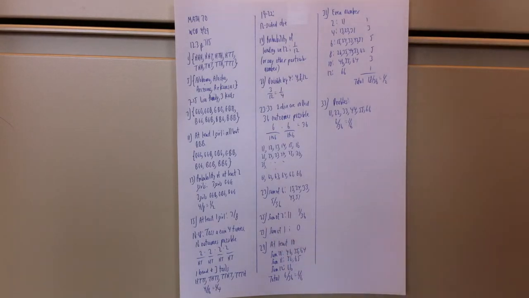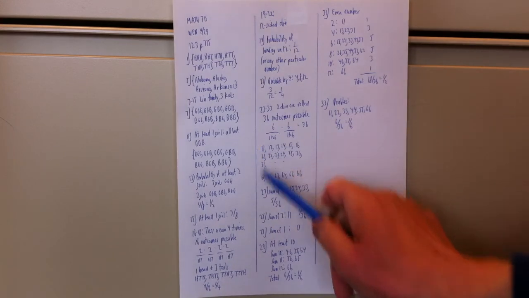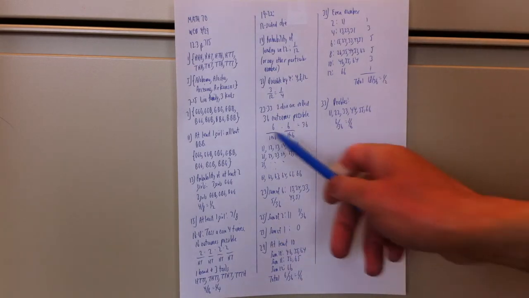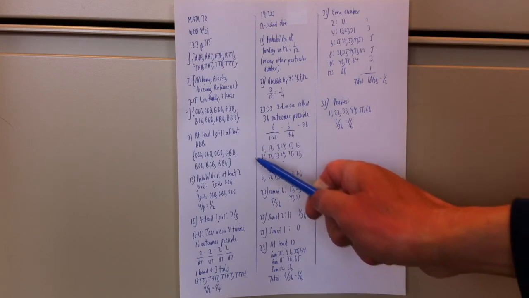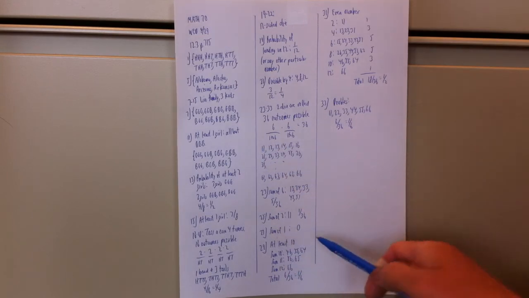25 asks for the sum of 2 possibility. Well, the only way you can get a 2 is a 1 and a 1. That's over here, so that's 1 out of 36. 27, how can you have a sum of 1? There's no way you can have a sum of 1. The smallest you can get is a 2. The lowest you can get is a 1 and a 1. So what's the probability of landing a sum of 1? That would be 0.